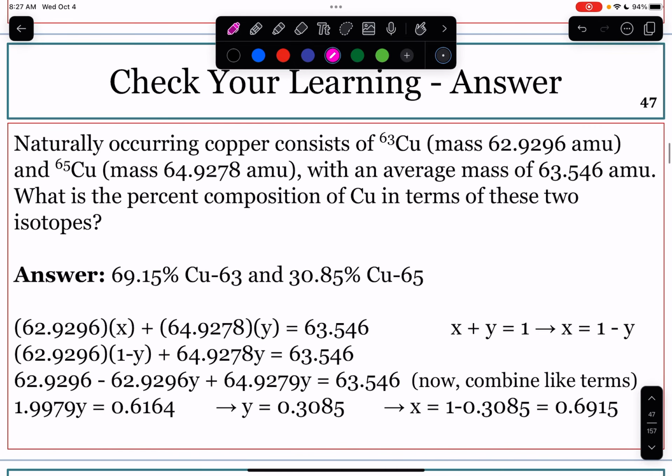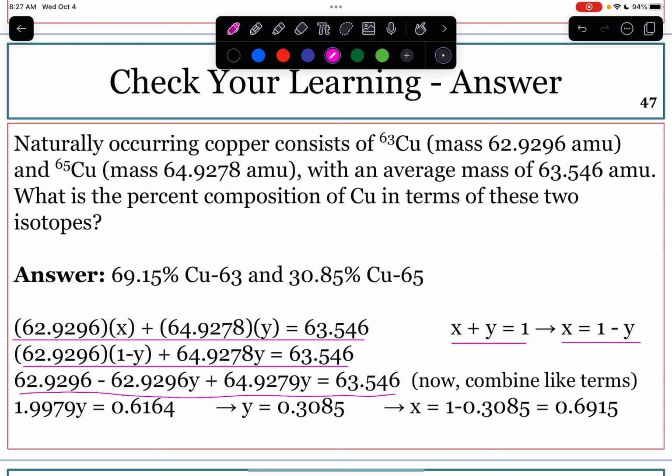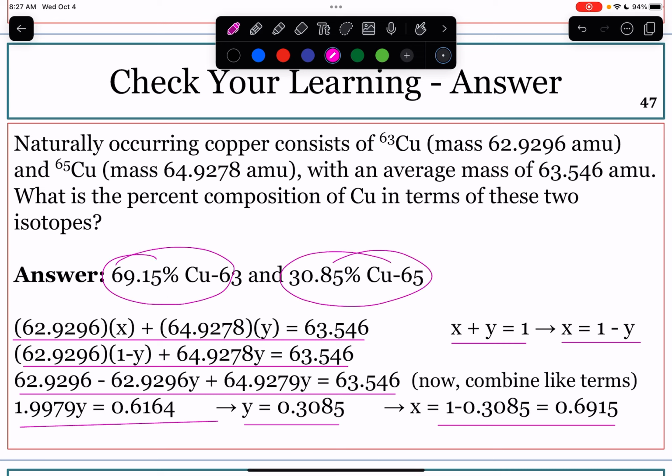Here is the worked out problem. We have our first equation set up right here. Our second equation is X plus Y is equal to 1. We can convert that into X is equal to 1 minus Y and then solve with substitution with this step, and then distribute. And now we combine like terms and we get that Y is equal to 0.3085, then X is equal to 0.6915. Turn those into percentages, and here we have our answers.